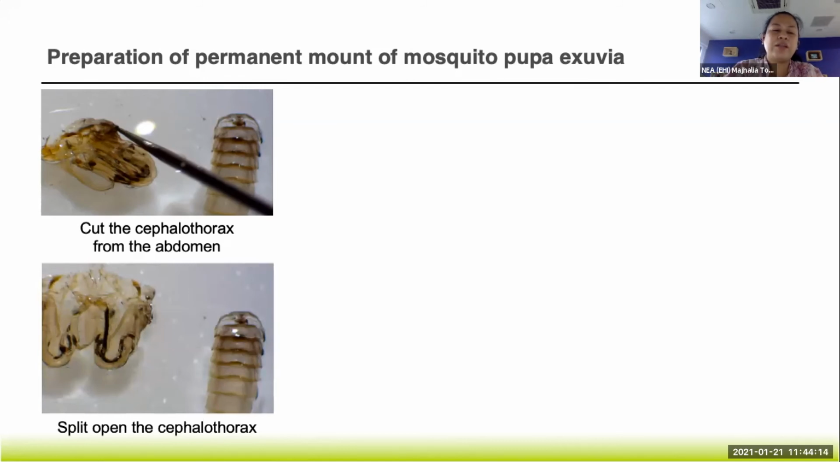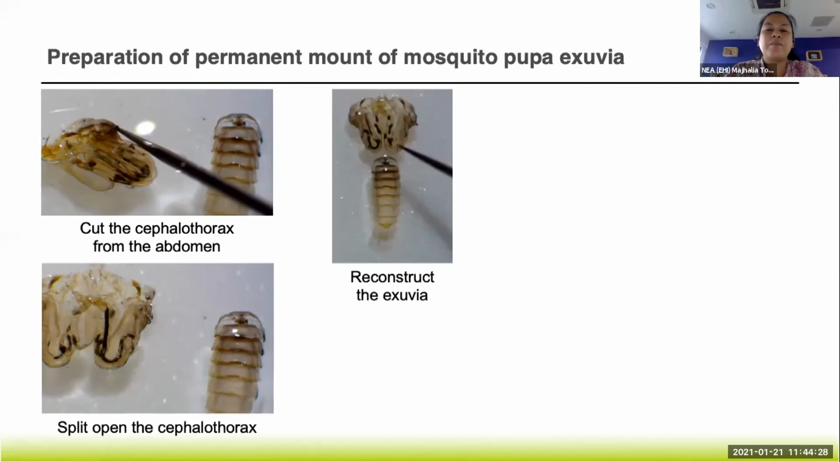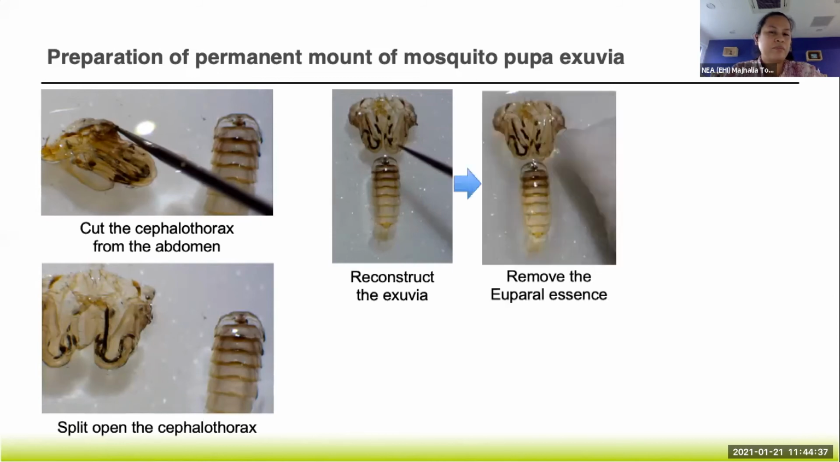How do you know that? You will actually see the trumpets on top of the cephalothorax. So then you know that you're viewing the dorsal side. Once you've separated and split open your cephalothorax, then you can reconstruct the pupal skin. You usually do this under euparal essence, and then you remove the excess euparal essence, just like with the larvae.